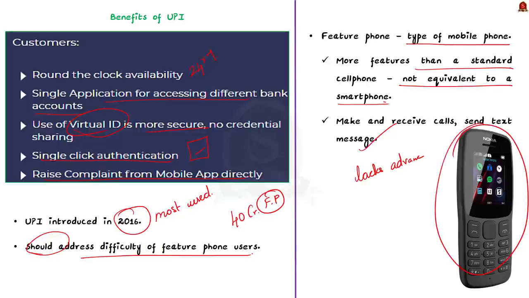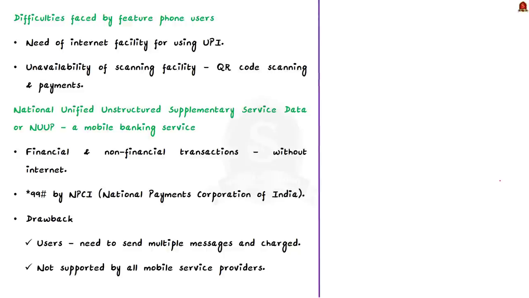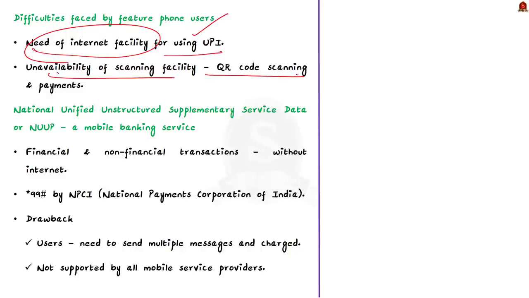Now let us see what are all the difficulties faced by the feature phone users. Firstly, the need of internet facility for using UPI. Secondly, the unavailability of scanning facility for scanning QR code or the QR based payments. We have all used GPay or Paytm or PhonePe or BHIM, right? What we do in that? We scan the QR code and we make the payment. So, people who are using the feature phones find it difficult because they don't have the scanning facility in their phones, right?